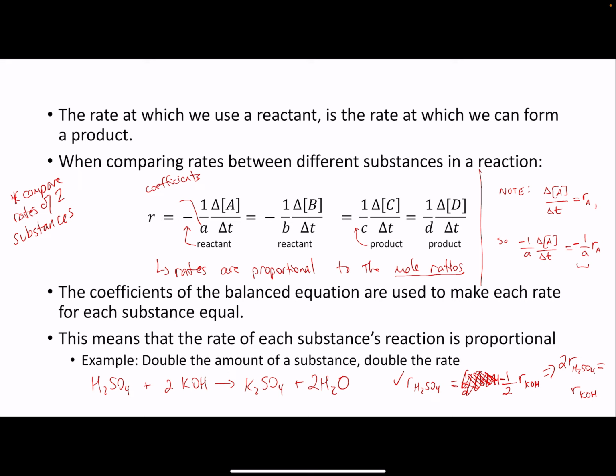So the coefficients will tell you how the rates change relative to each other. If the coefficient's higher, the rate's higher. If it's a 1-to-1 ratio, then the rates are the same. And that's what this relationship is telling us.